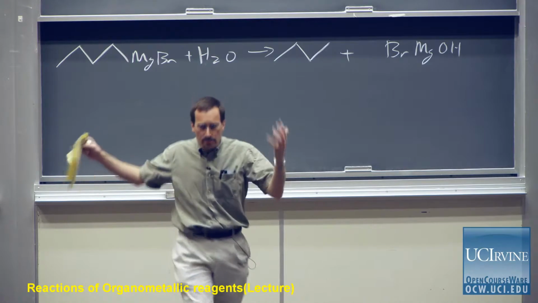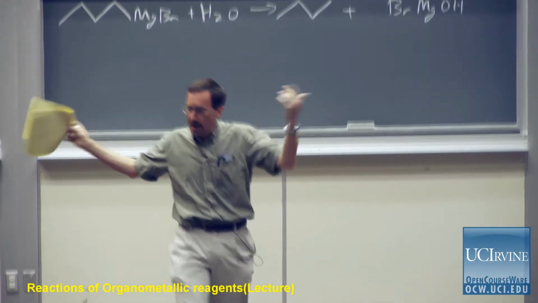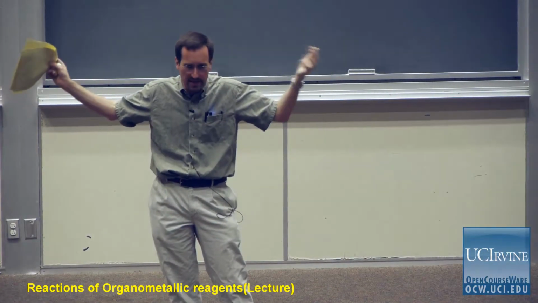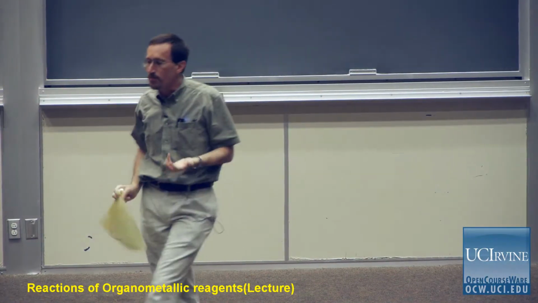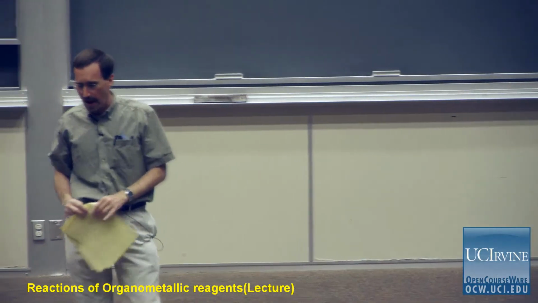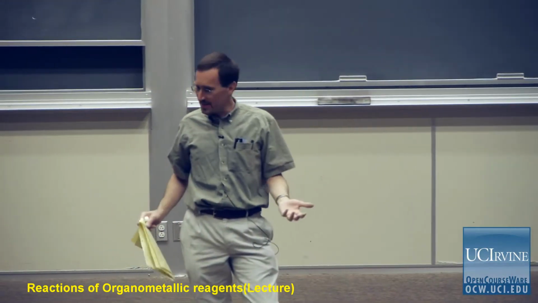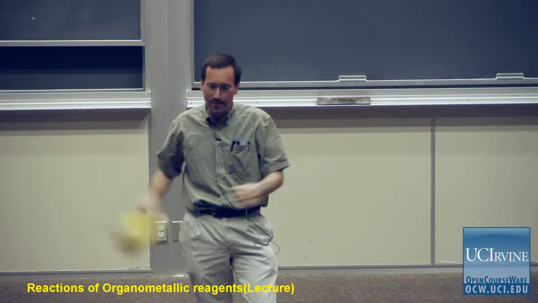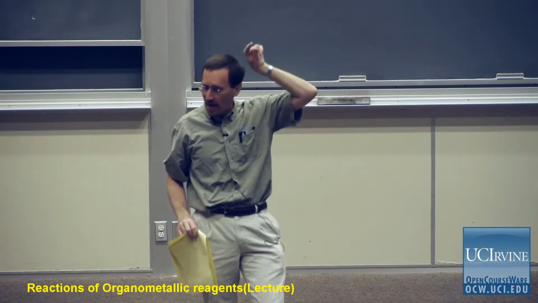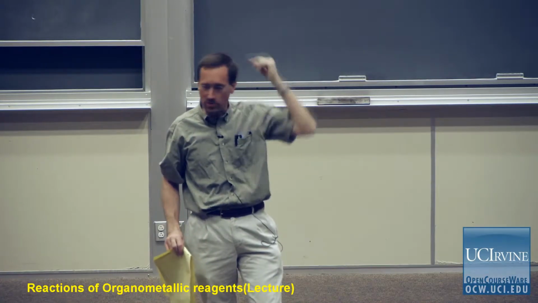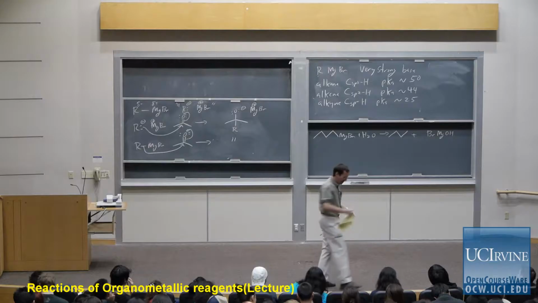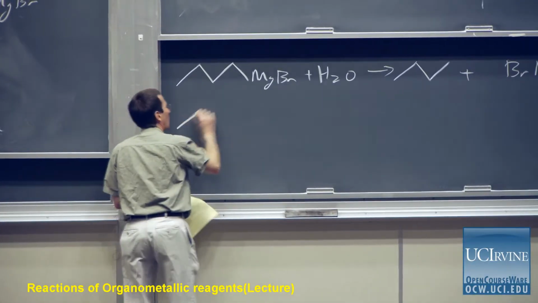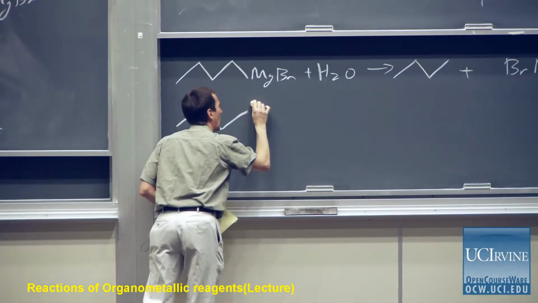And because the pKa difference is so humongous, the pKa of water is 15.7, the pKa of butane is about 50, I don't even bother to write an equilibrium arrow. The equilibrium constant is 10 to the 34th, right? It's 10 to the difference in pKa's. That reaction lies so far to the right that there's just no component to the left of it. And that's true whether it's with water or an alcohol.